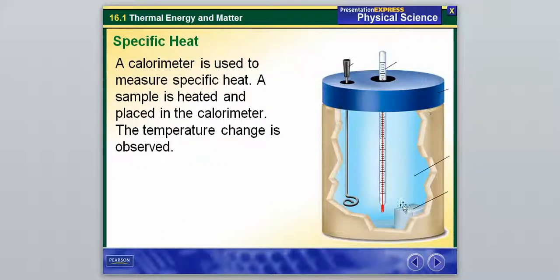This is what the calorimeter looks like. It's used to measure specific heat or changes in temperature, because samples are heated and placed in a calorimeter, and then the temperature change is observed. It's just a tool used to measure different temperature changes. And that's directly associated with specific heat, because the lower the specific heat, the more your temperature is going to change. So that's it for section 1. Let me know if you have any questions.